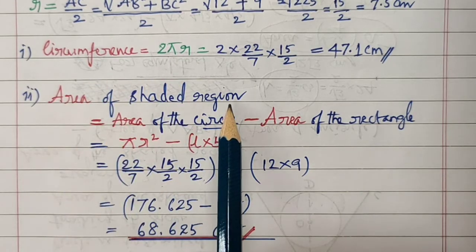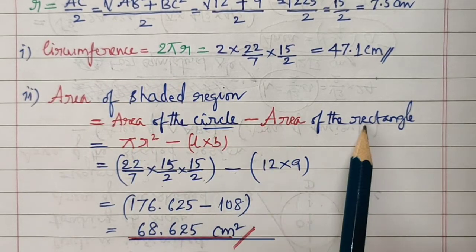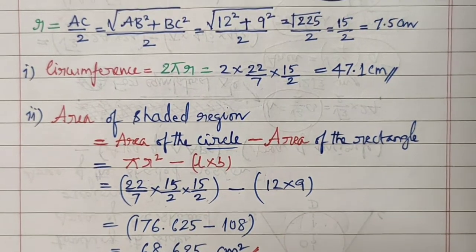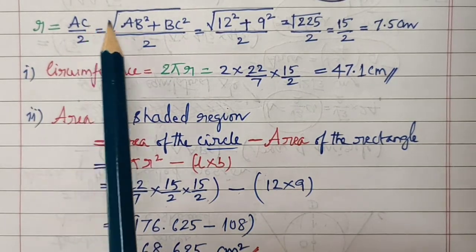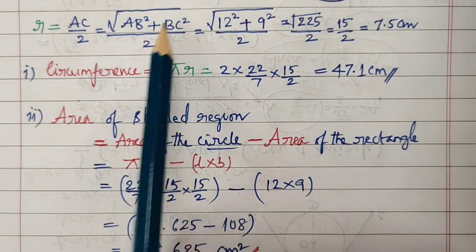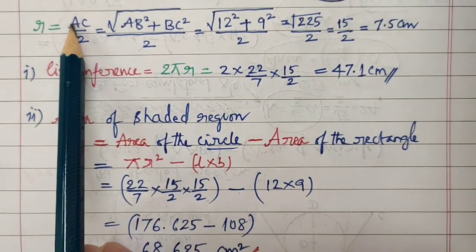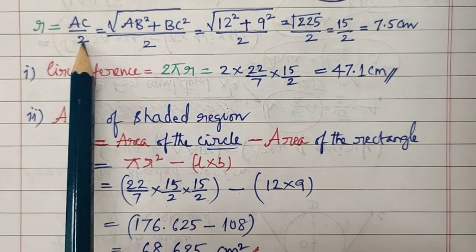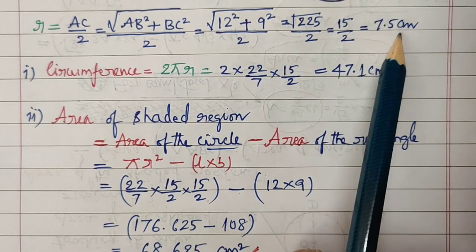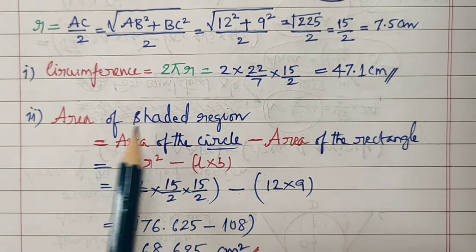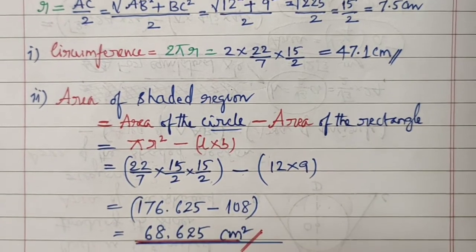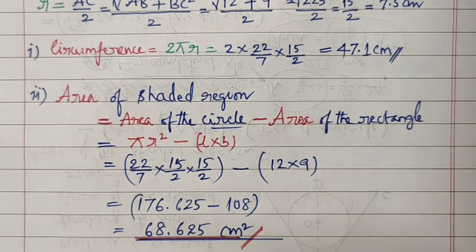The area of the shaded region is the area of the circle minus the area of the rectangle. Here we need to find r, the radius of the circle, by using the Pythagoras theorem. AC square is equal to AB square plus BC square. Therefore AC is equal to square root of AB square plus BC square. AC is the diameter of the circle. When you divide that by 2, that will give the radius of the circle. So when we divided by 2, we got 15 by 2, that is 7.5. Substitute it here, we get its circumference. Then the area of the shaded region is pi r square minus LB. When we calculated, we got the answer as 68.625.